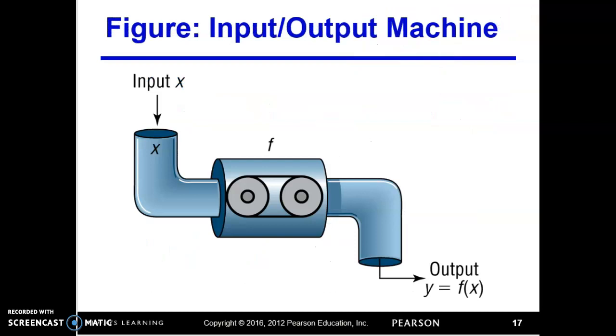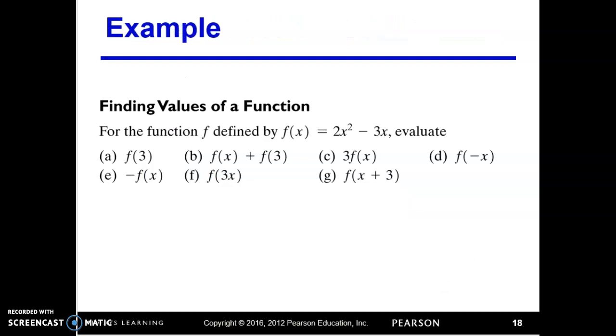Okay, so a function operates just kind of like a machine. When I input something, I get one thing out. So let's look at just one of these examples. So here's my function right here, and I'm asked to evaluate it at these different places.